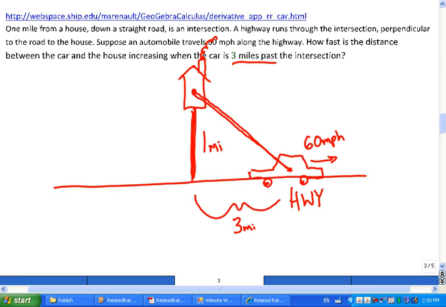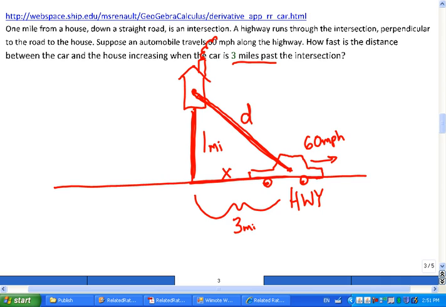This line, though, the distance between the car and the house, it does change. So we should give it a name. Let's call it D for distance. What about this distance here? Constant or a variable? The car is moving, so yes, it is a variable. It's moving horizontally, so I'm going to give it a variable of x, like we're moving along the x-axis.